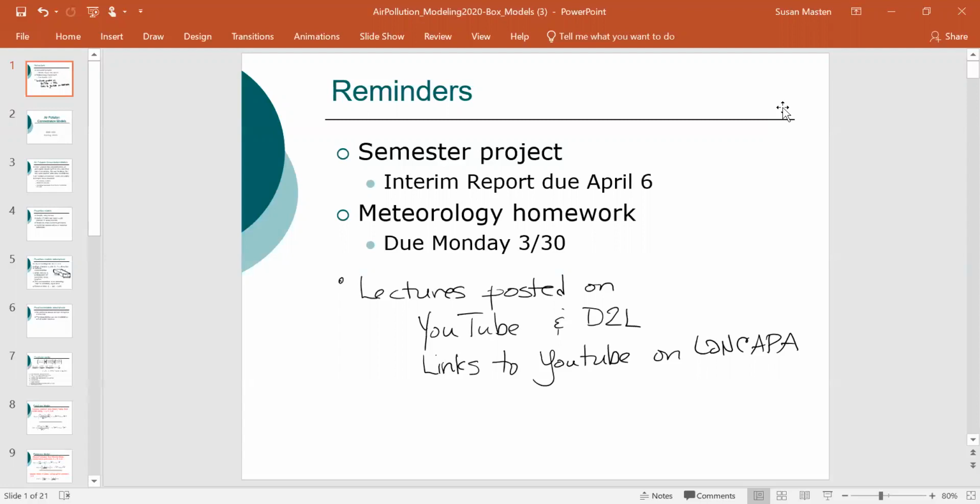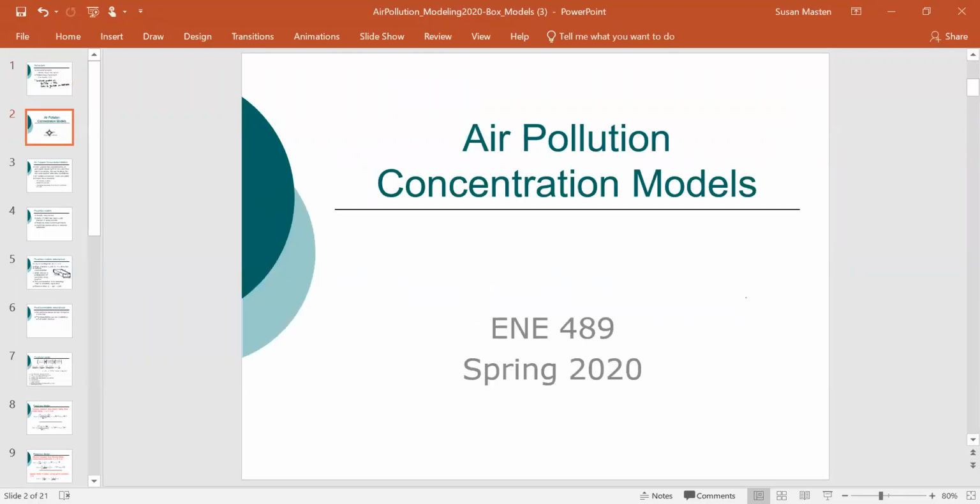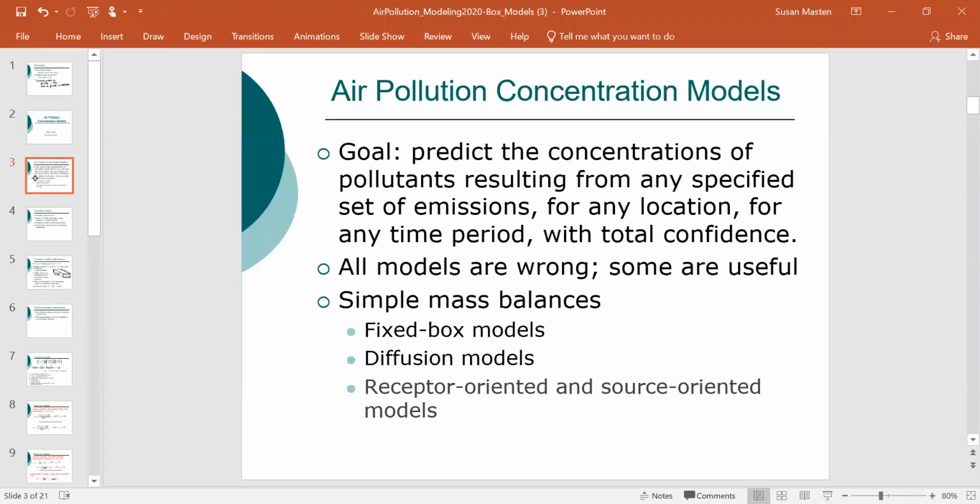So let's look at air pollution concentration models. What we want to be able to do is predict the concentrations of pollutants. So if we have a stack, as we mentioned, we've looked at meteorology. So we have these pollutants. Here's our stack. Here's our person.